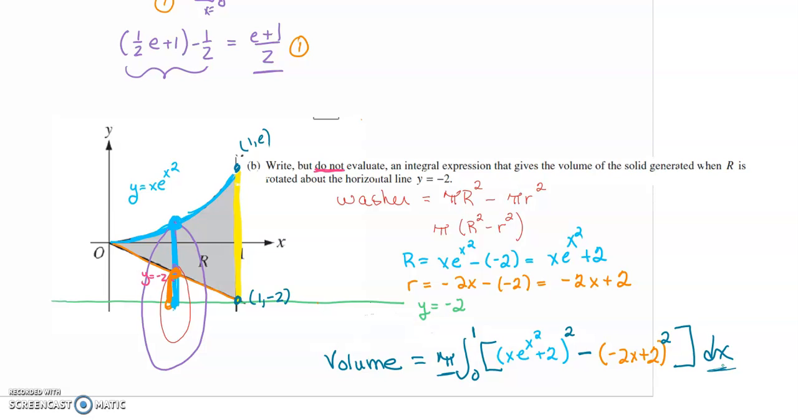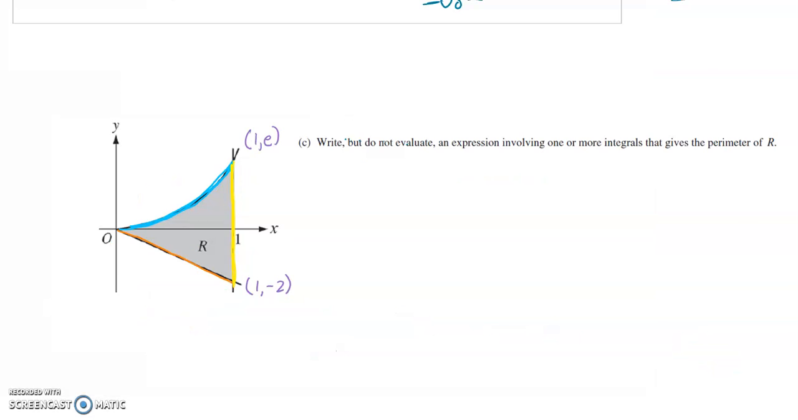Go ahead and take a moment and read part C. Part C is the part of the problem that makes this a BC only problem. An AB kid would not be prepared to do this problem. So once again, we have to write but not evaluate an expression involving one or more integrals that gives the perimeter of R. We need the length of Tiffany blue plus yellow plus orange. The yellow and the orange, we don't need calculus for. It's the blue that we need calculus for.